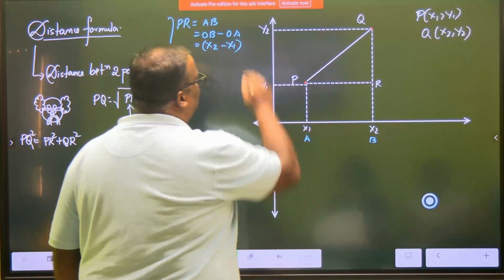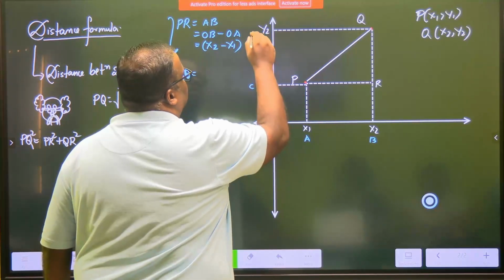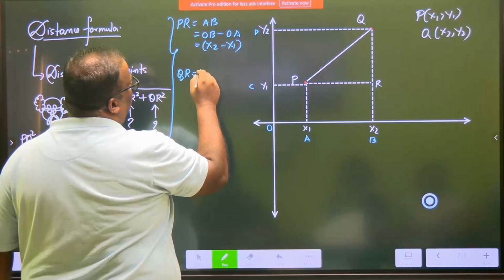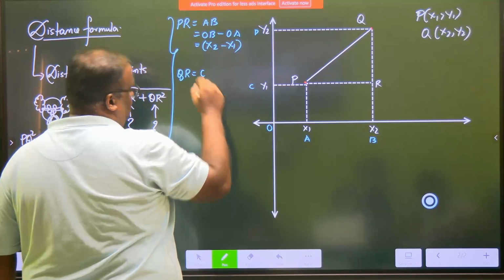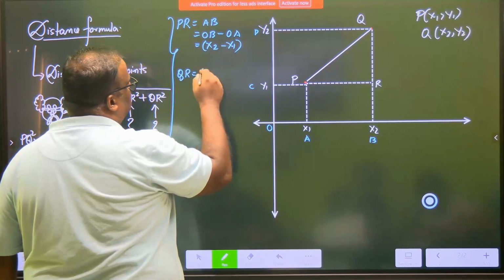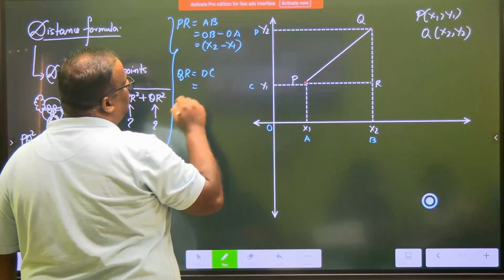आइए. The next one we have to find out is QR. QR. So let's get some more names. Say this is point C and say this is point D. So QR is equal to DC. और Q के साथ D है और DC. अब DC क्या हो जाएगा?